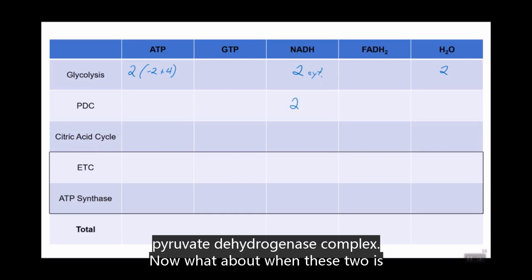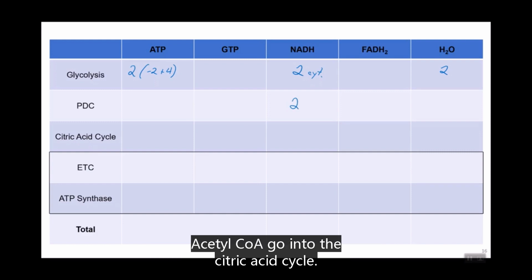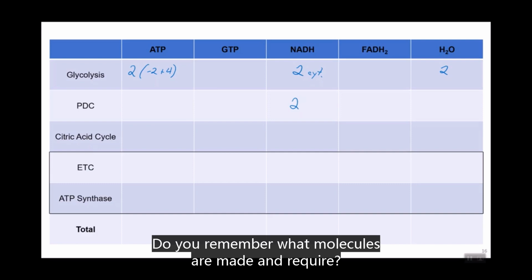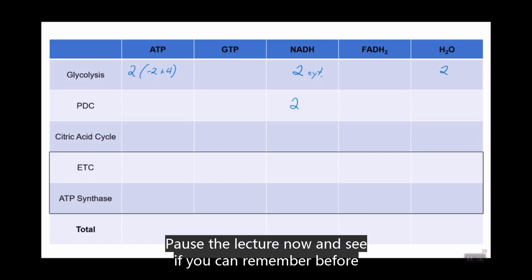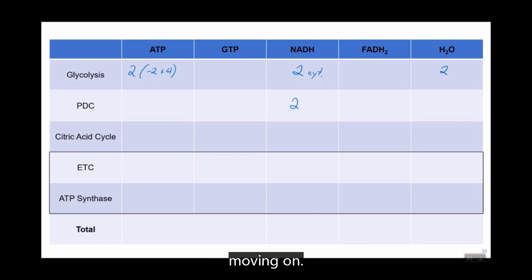Now, what about when these 2 acetyl-CoAs go into the citric acid cycle? Do you remember what molecules are made and required? Pause the lecture now and see if you can remember before moving on.